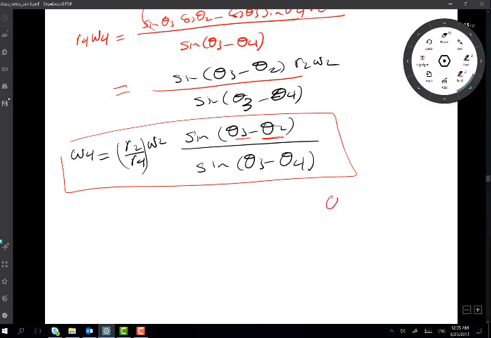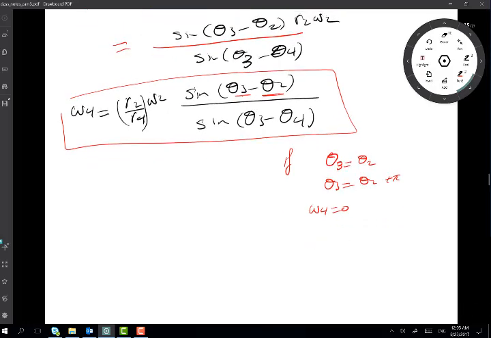So either theta 3 is equal to theta 2, or theta 3 is theta 2 plus or minus pi, then omega 4 is equal to 0. So when R2 is parallel to R3, really it's just covered by R3 when the linkage is Grashof.